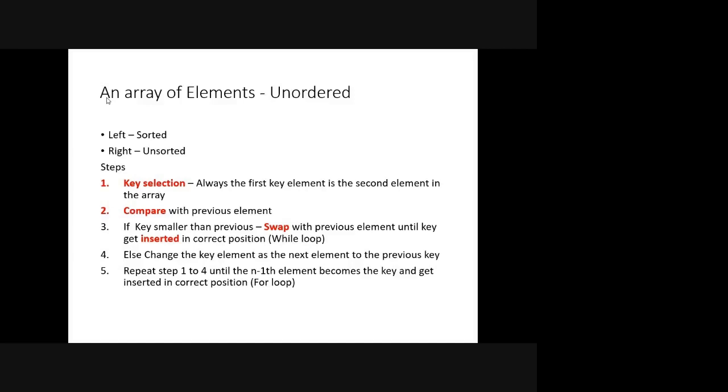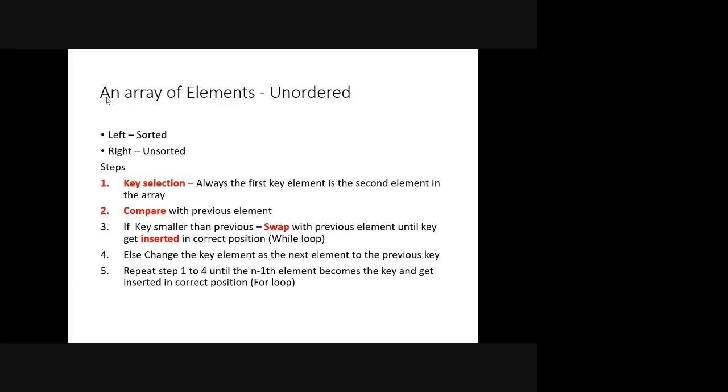When you take the key element, you will compare it with the previous elements in the array, not the next elements. Choose the key element, then compare with the previous element. If your key is smaller than the previous element, you have to swap with the previous element until the key gets replaced in the correct position. For that we'll be using a while loop and everything, that we'll see.